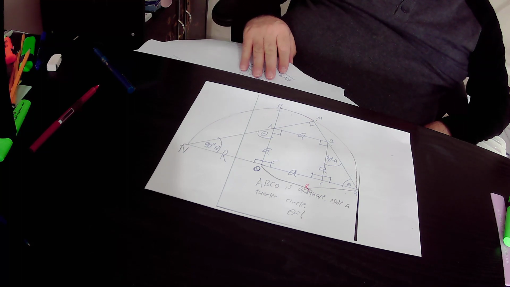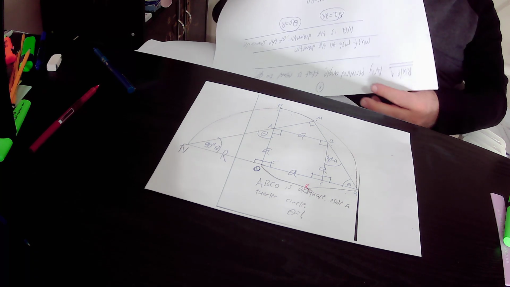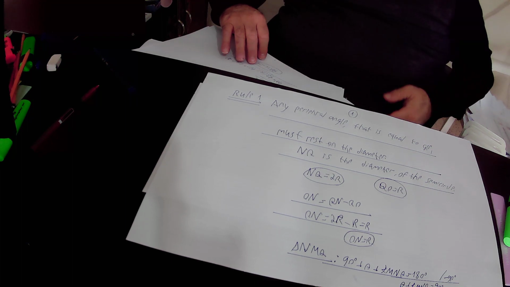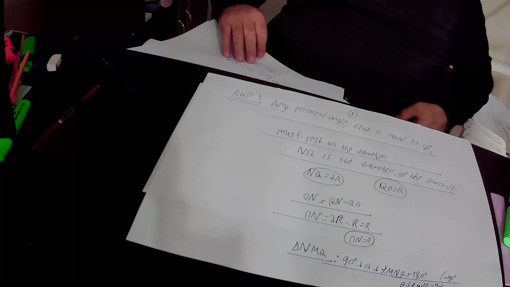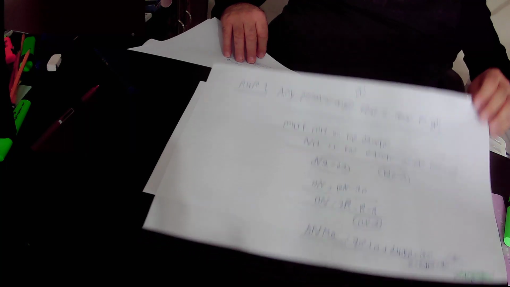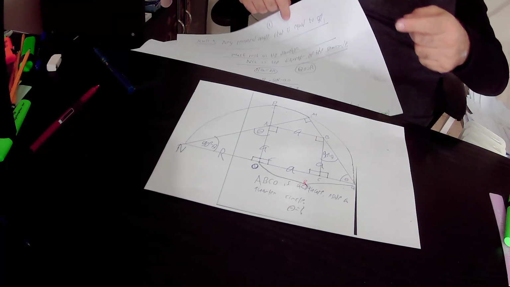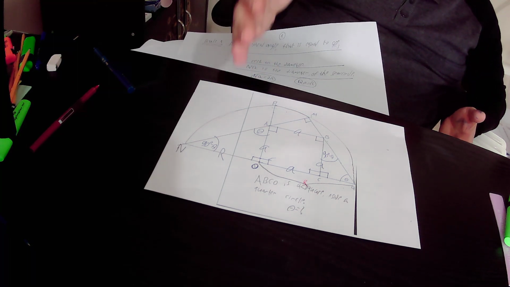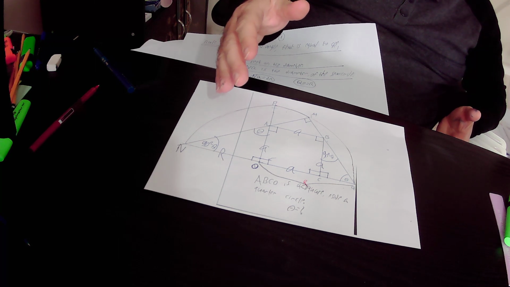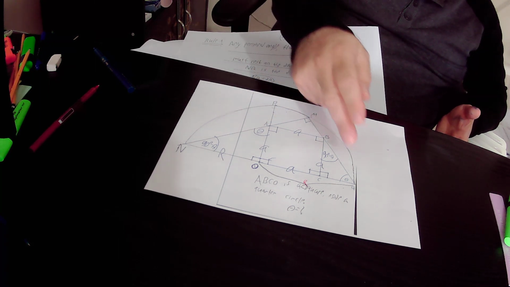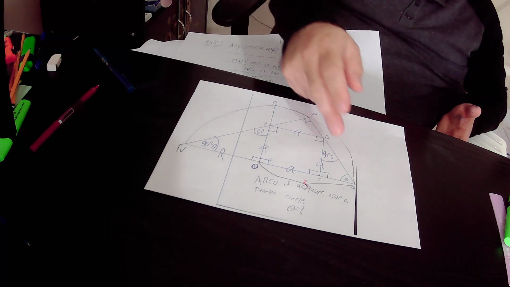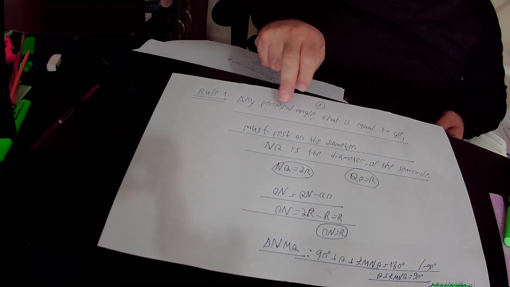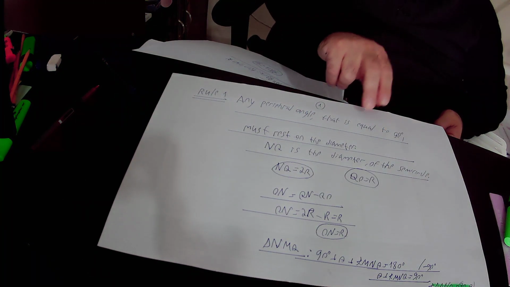degrees. And we have rule number 1 related to a peripheral angle equal to 90 degrees. According to rule number 1, any peripheral angle that is equal to 90 degrees must rest on the diameter. Therefore, the peripheral angle NMQ that is equal to 90 degrees must rest on the diameter. That is to say, it rests on NQ. Therefore, NQ must be the diameter according to rule number 1. So we found out that NQ is the diameter of the semicircle.